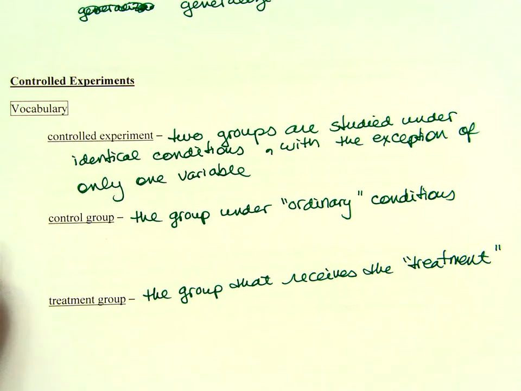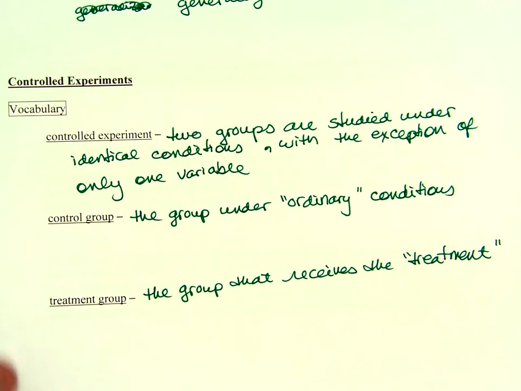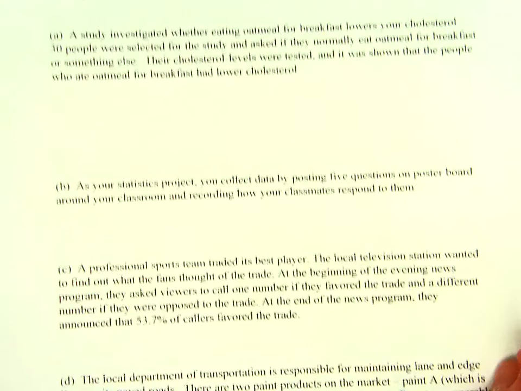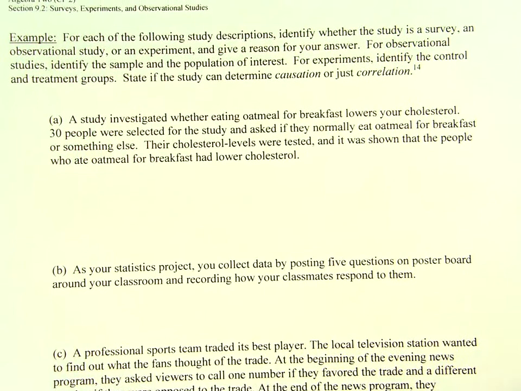If you need more time, pause the video to finish copying. Otherwise, we're going on to page 14. We're going to look at a bunch of scenarios. We're going to determine what exactly it is. Is it a survey, an observational study, or an experiment? And we'll say why. If it's an observational study, we will identify the sample and the population of interest that we're trying to get information about. If it's an experiment, we'll identify the control and treatment groups. Then we'll figure out if we can determine causation or just correlation.